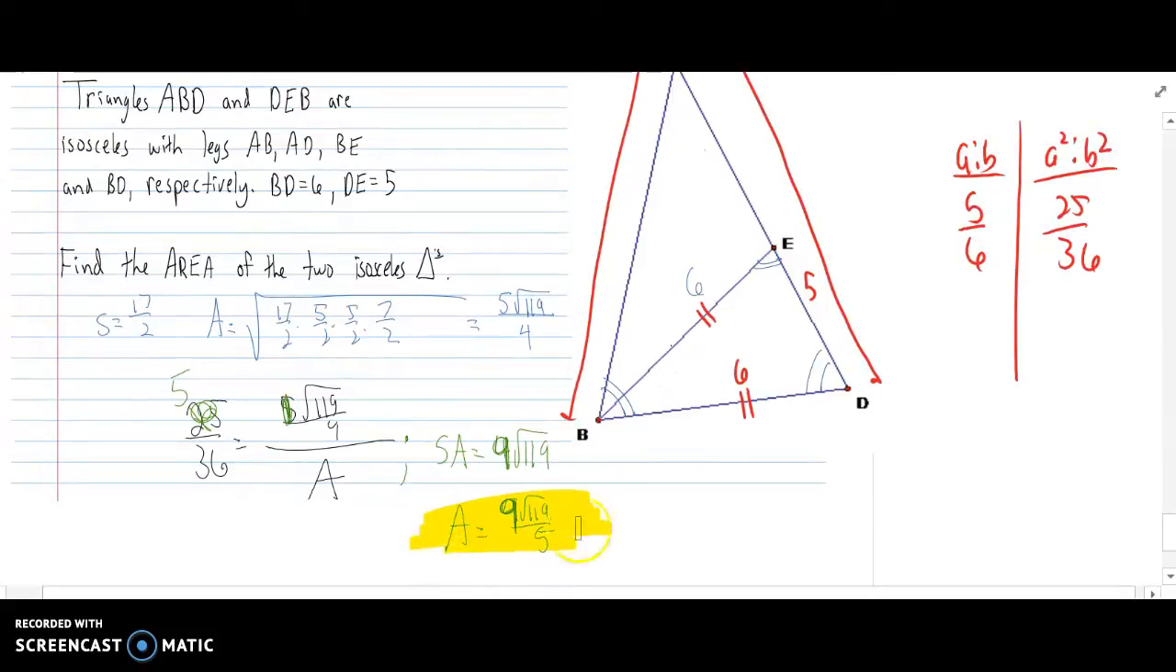So area for the big entire triangle is 9 root 119 over 5, and the area of triangle BED is 5 root 119 over 4, and this section is all about similar shapes and finding areas and perimeters.